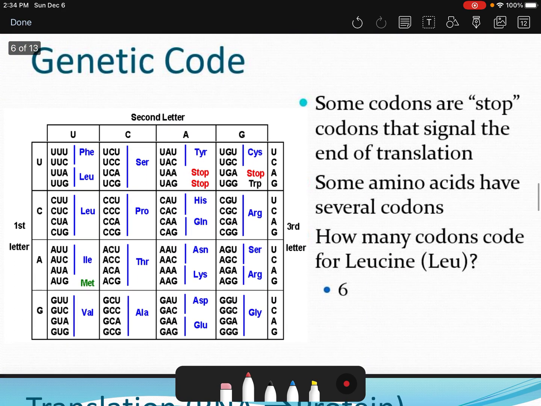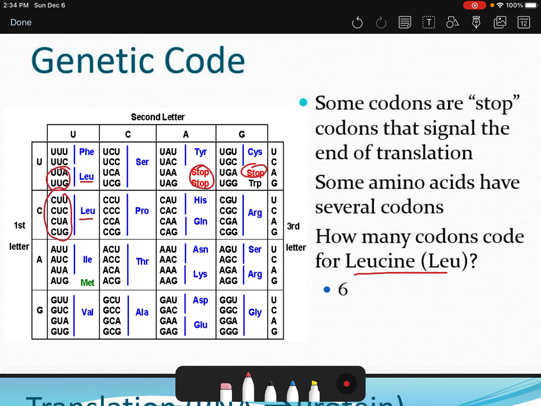Okay, so again, some codons are stop codons. I showed you that earlier, that signal the end of translation. And some of them have several codons. So like leucine, for example, LEU. Look at that. We have 4 right here, and we have a couple more right there. So 6 different codons code for leucine.